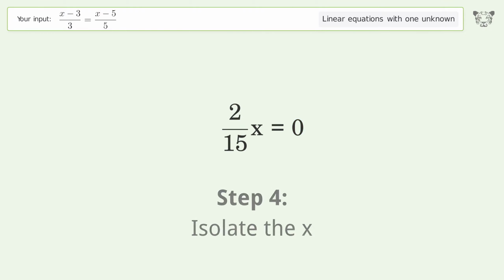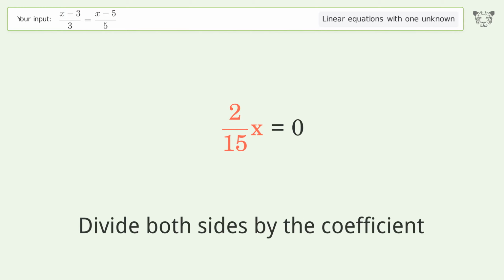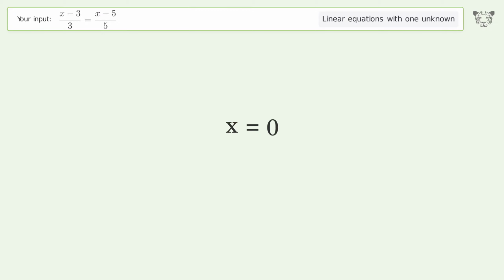Isolate the x. Divide both sides by the coefficient. And so the final result is x equals 0.